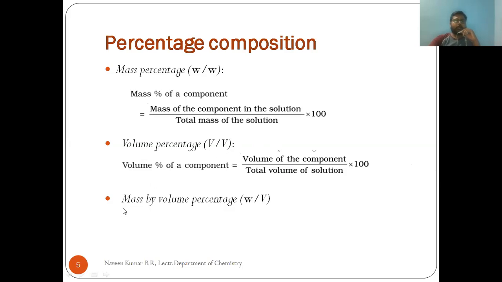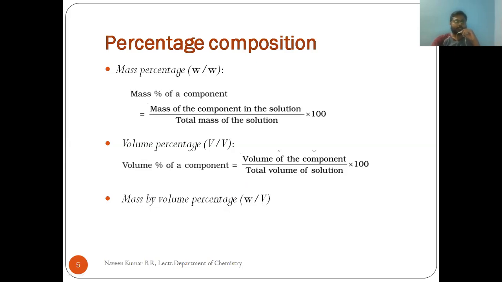The third one, mass by volume percentage. Here, the component which is expressed is measured in terms of its mass and is related to the total volume of the solution present as a liquid solution into 100. That will be mass of the component in the solution divided by total volume of the solution into 100. This expression of percentage composition is the most useful to prepare the medicinal syrups.